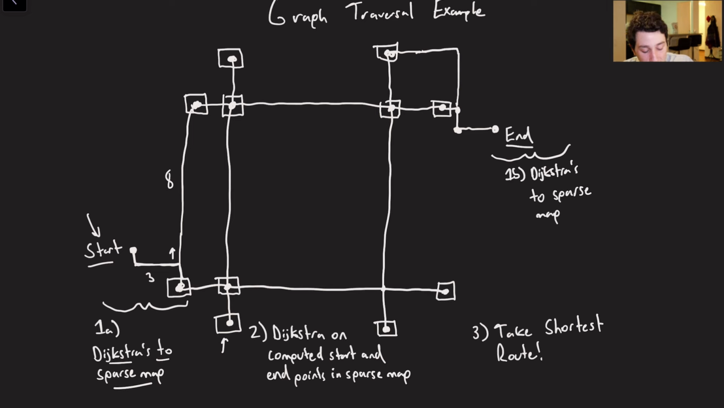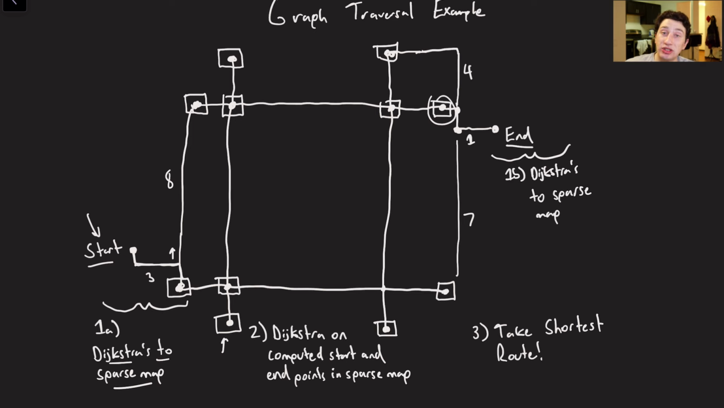Similarly, from our end position, we also want to do the same thing. We want to run another Dijkstra's algorithm and find the closest points in that sparse map. So let's say we're 1 minute away from this one over here, and we're 4 minutes away from this one over here, and perhaps something like 7 minutes from this one over here.